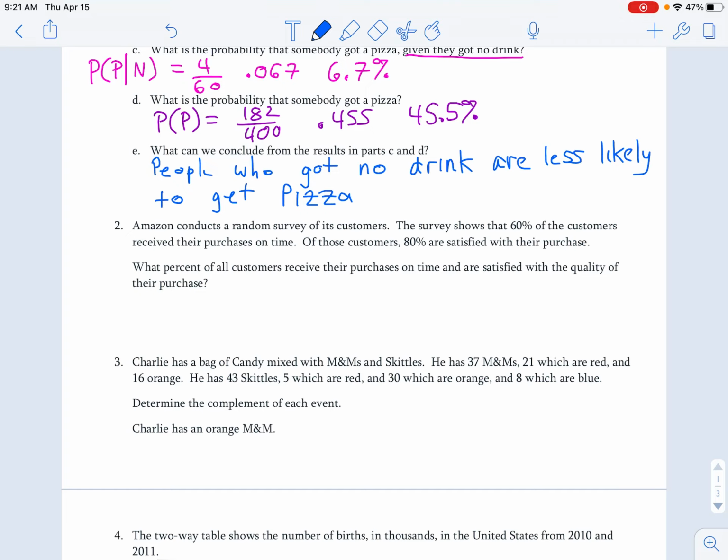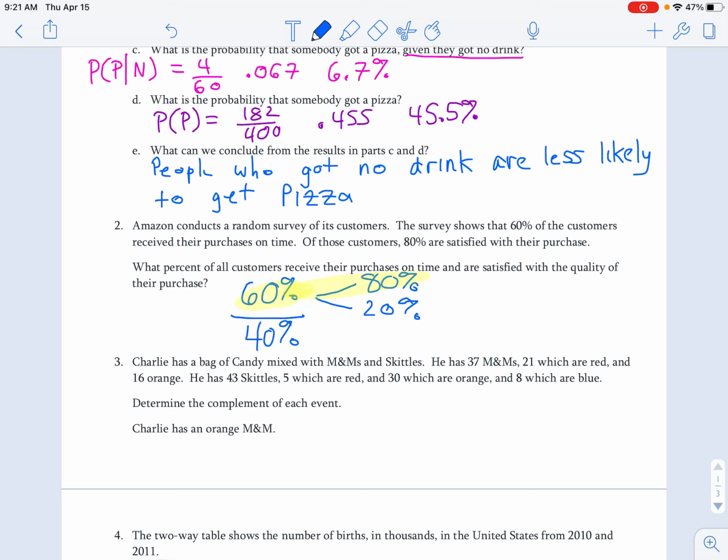The survey shows that 60% of the customers receive their purchases on time. So let's say 60% on time. That means 40% did not. Of those customers that received it on time, 80% were satisfied with their purchase. That means 20% were not. What percent of customers received their purchase on time and were satisfied? It's not just a simple 80%.